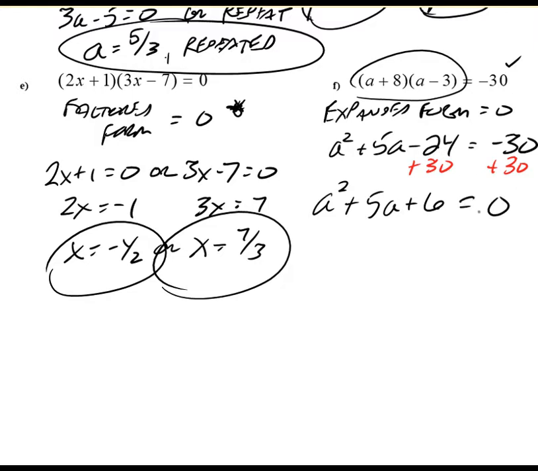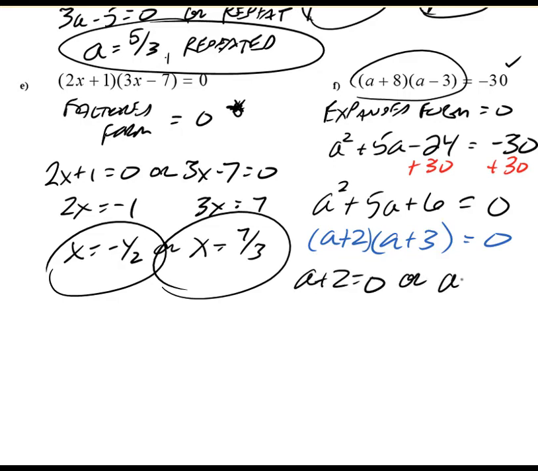So this is expanded form equaling 0, so now we can factor. We'll try two binomials again, equaling 0, so we have a and a. Factors of 6 that add to 5 would be plus 2 and plus 3. If we set each factor equal to 0 and solve, a plus 2 equals 0, or a plus 3 equals 0. So a equals -2, or a equals -3.